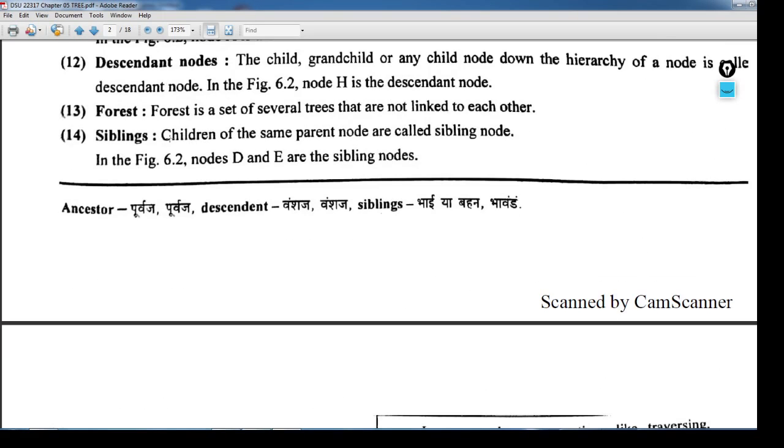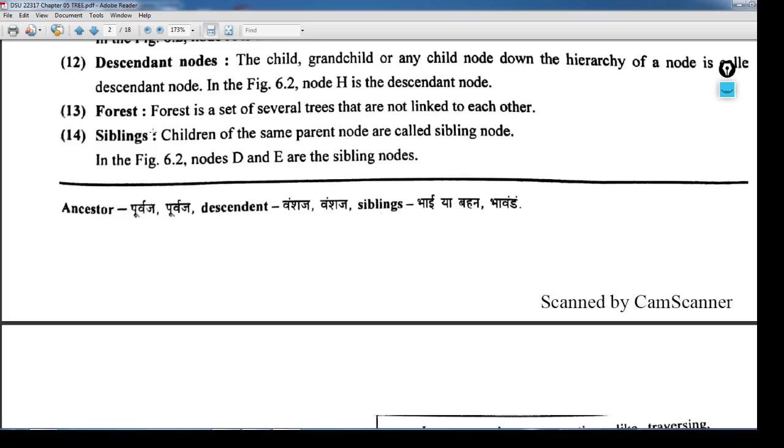Now, two concepts are remaining, forest and sibling. Forest is very easy to understand. If there are a number of trees, it is called a forest. Forest is a set of several trees that are not linked to each other, right? A tree may have branches, right? That is not a forest. But if there are a number of trees, then it is called a forest.